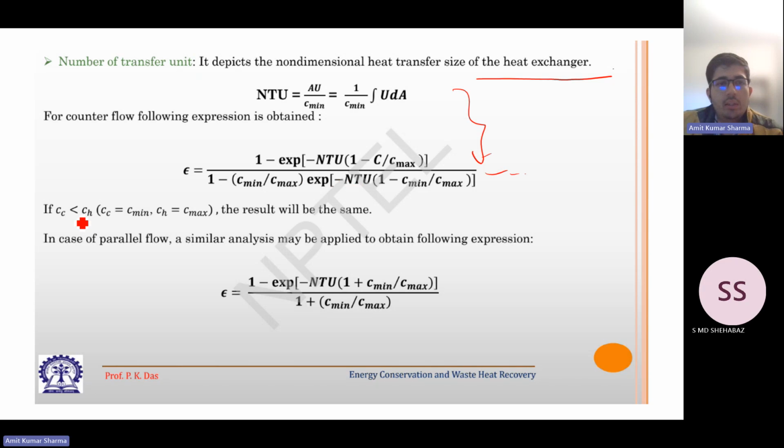Again, if CC is less than CH, then CC will be C minimum and CH is going to be C maximum. The result will be the same. So you can see the result.